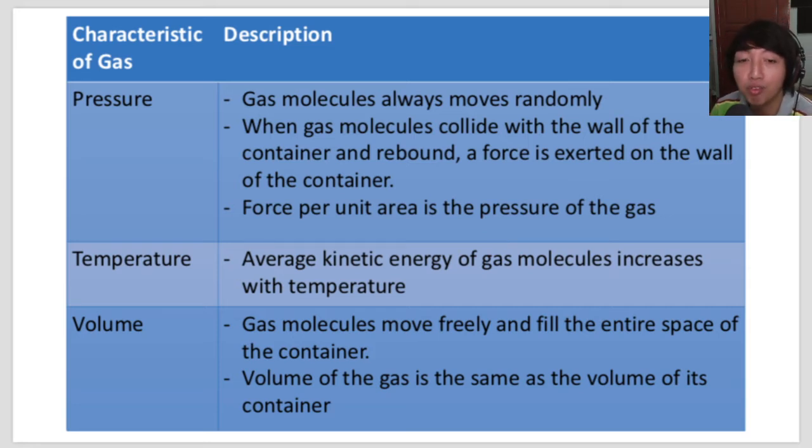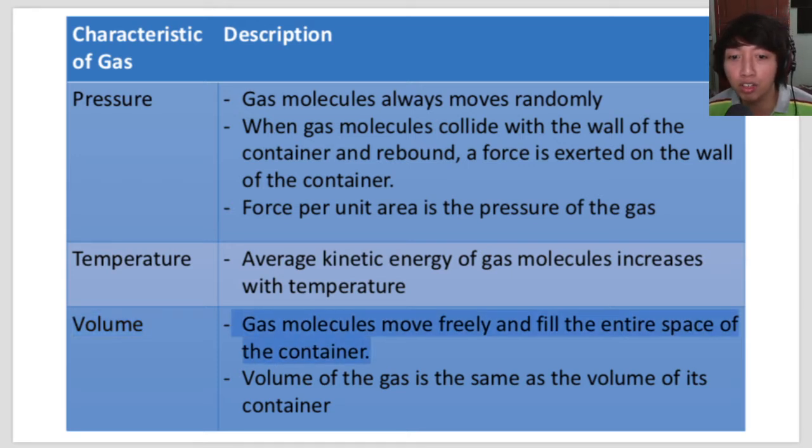Heat is a form of energy, correct? So of course, the more heat you give, the more energy you give to the gas molecules, the more energy these molecules now have to move. So the more you increase the temperature, the more you increase the kinetic energy, the more these molecules start to move.